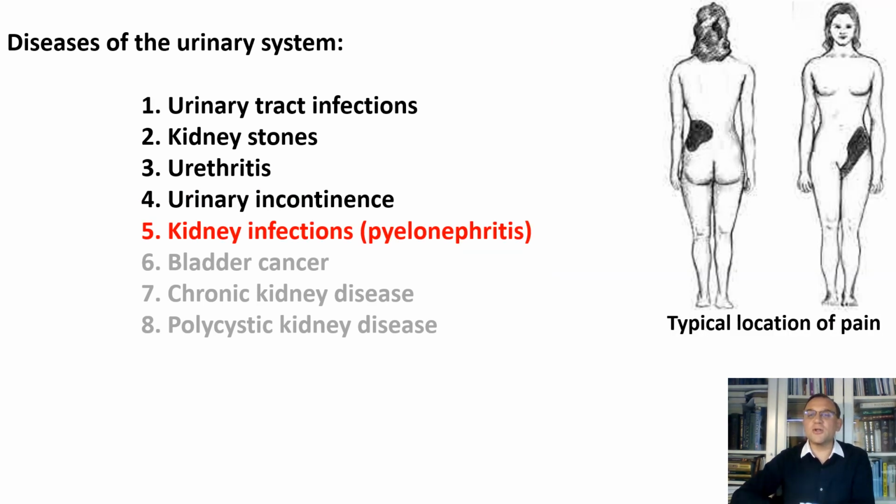Kidney infections, also known as pyelonephritis. Kidney infections occur when bacteria or other pathogens infect the kidneys. Symptoms often include high fever, back pain, abdominal pain, frequent urination, and cloudy or bloody urine. If left untreated, kidney infections can cause serious complications.